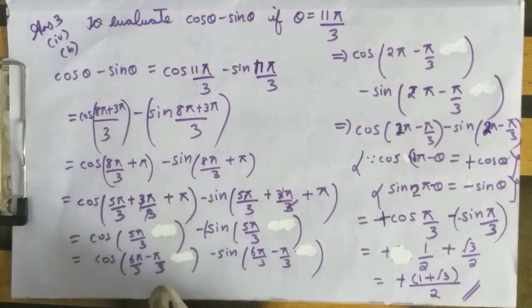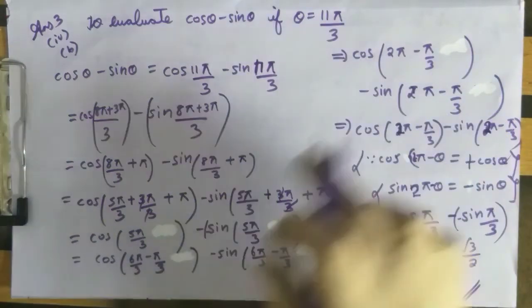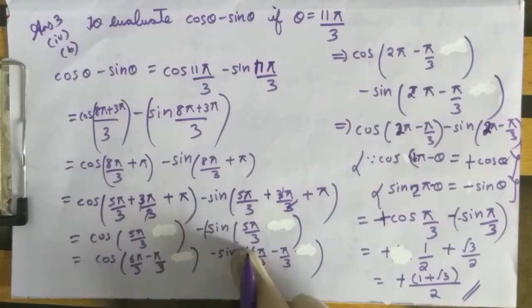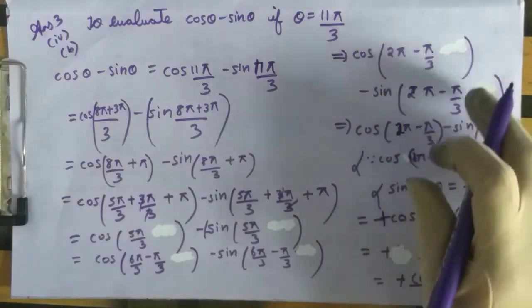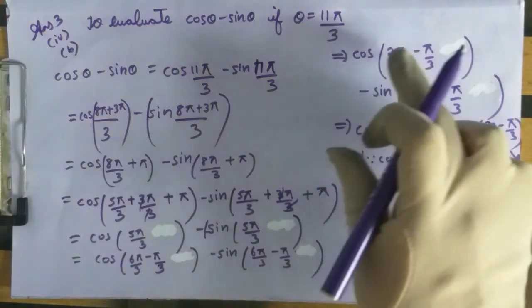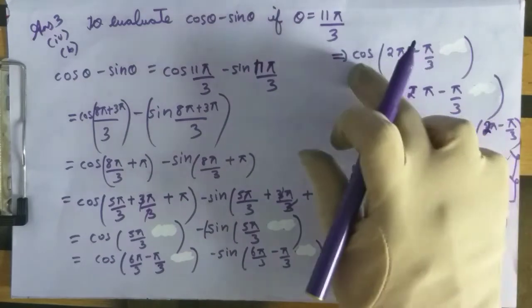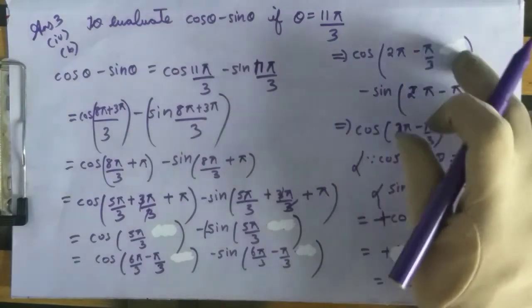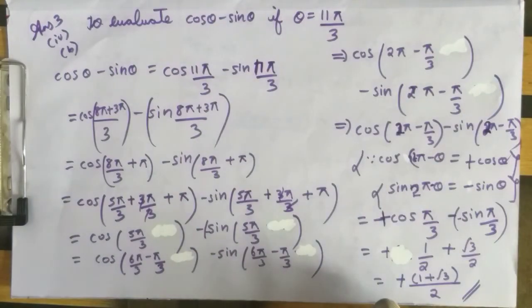5 pi by 3 can be written as 6 pi minus pi by 3. 6 pi by 3 is 2 pi, we know that, so 2 pi minus pi by 3, since 3 ones are 3, 3 twos are 6. Now it is in the form of cos 360 minus theta. What is cos 360 minus theta? Cos 360 minus theta means it is in the fourth quadrant, so it is plus.